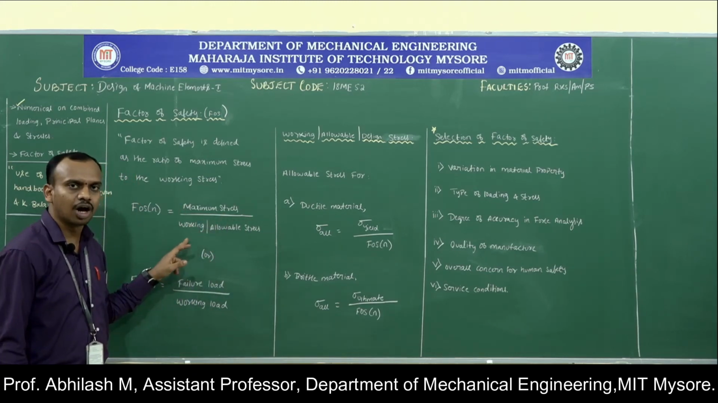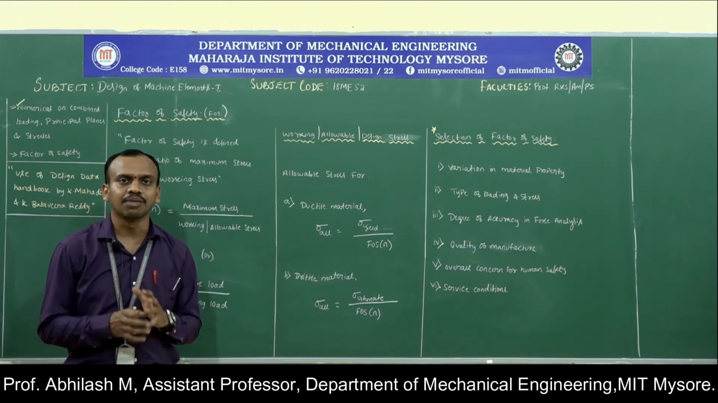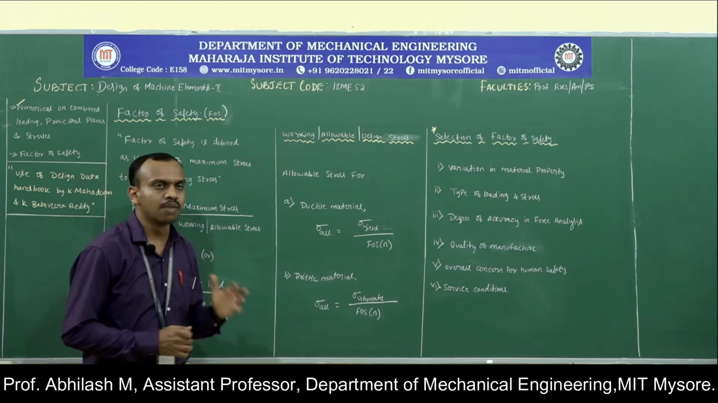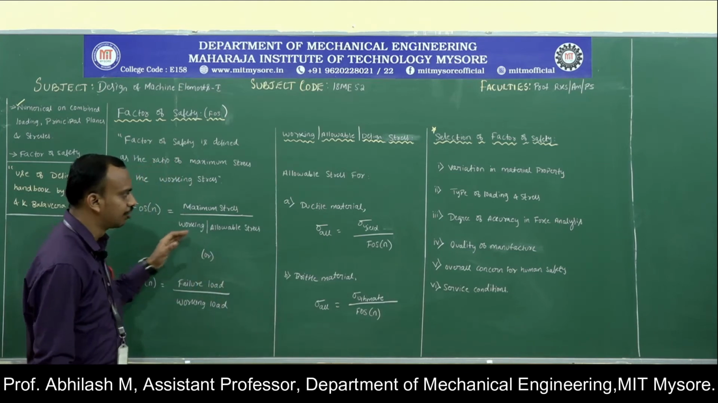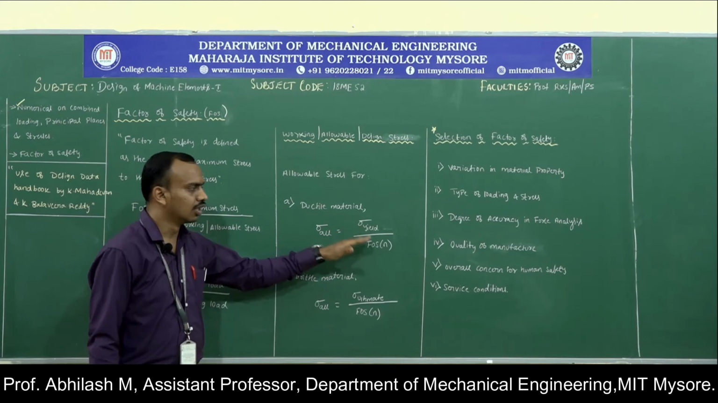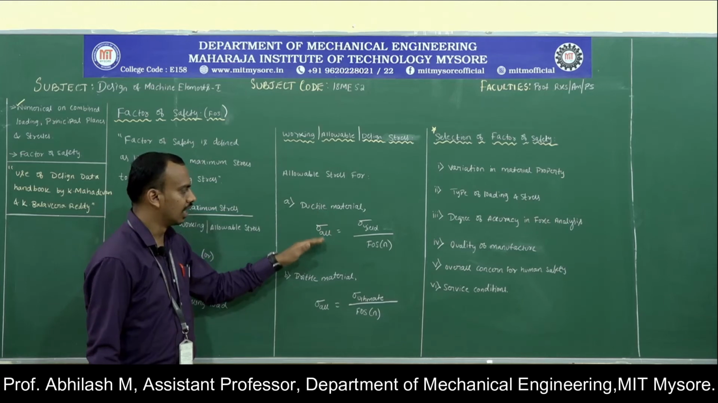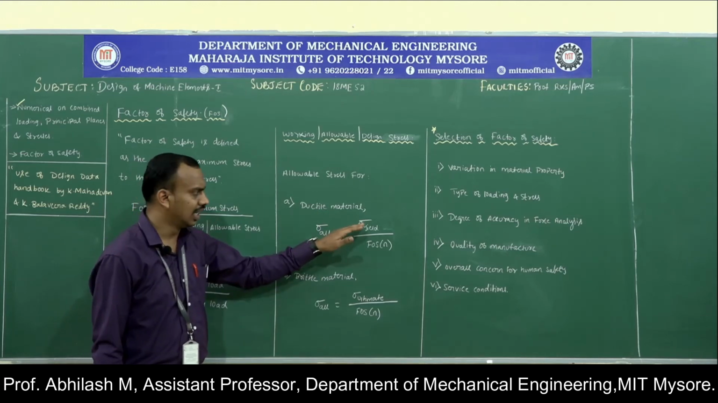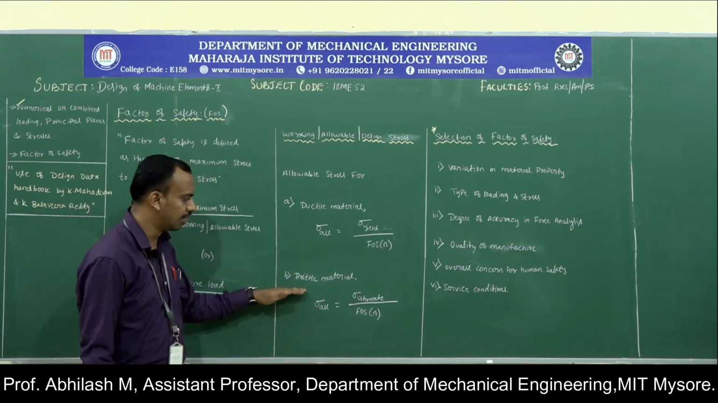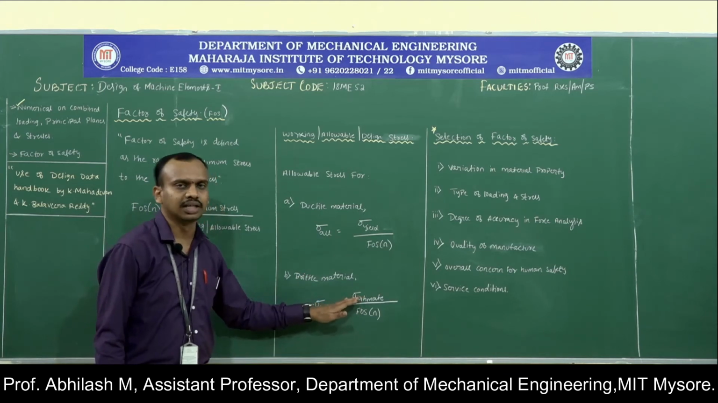See, this working or allowable stress is very important in the design concepts that determine the dimensions of the machine component that we are designing. The allowable stress is defined, for a ductile material, as the ratio of the yield stress to the factor of safety. So for a ductile material, the allowable stress will be equal to the yield stress divided by the factor of safety. Similarly, for a brittle material, the allowable stress will be equal to the ultimate stress divided by the factor of safety.